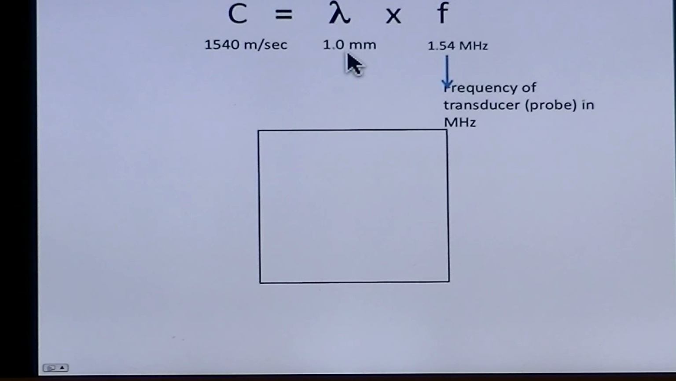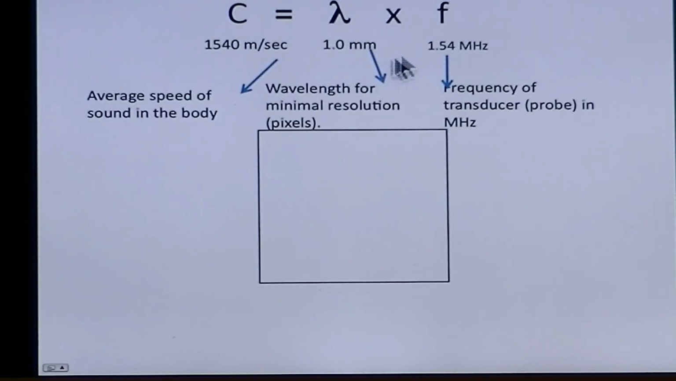So we want to do something at a higher frequency or a shorter wavelength, because the average speed of sound in the body is not going to change. And the fact is the only thing we can really change is the frequency of the probe. So that's the part we can change.